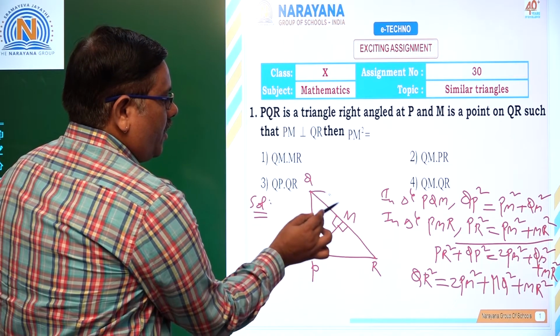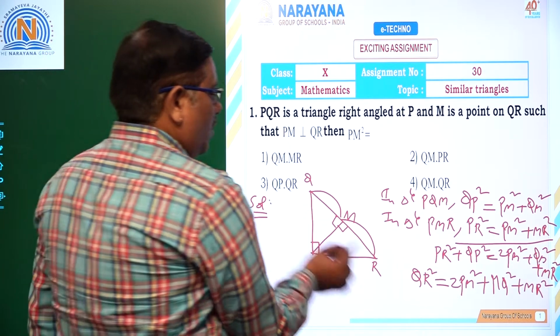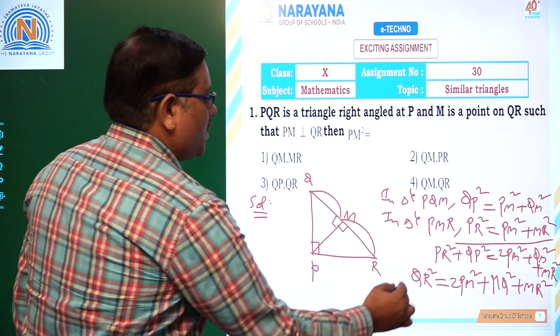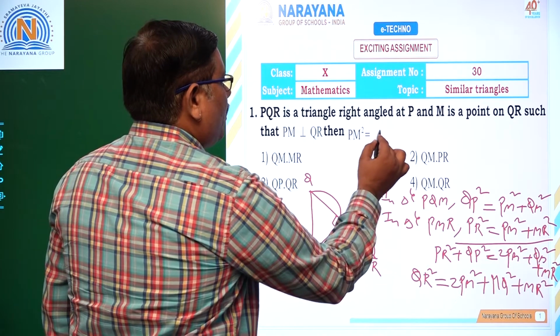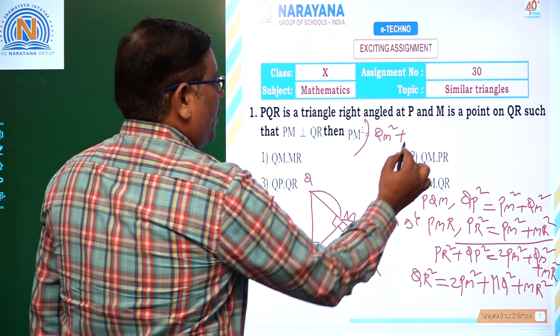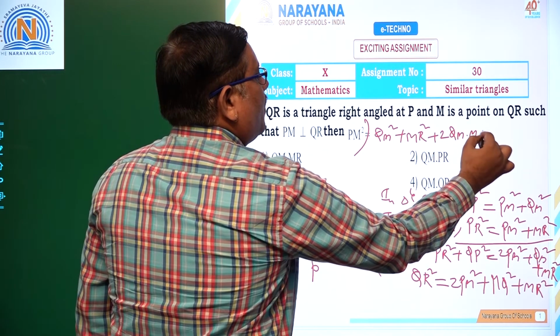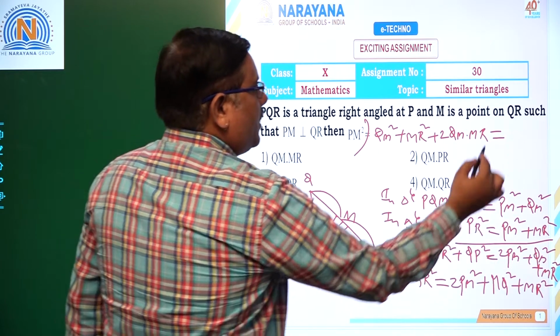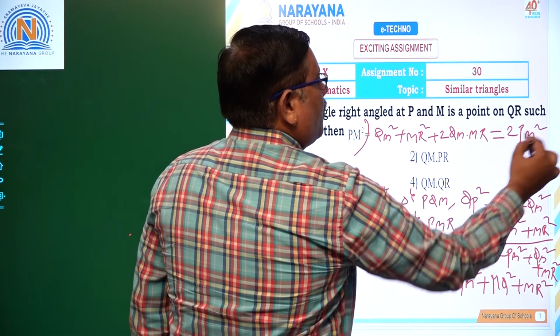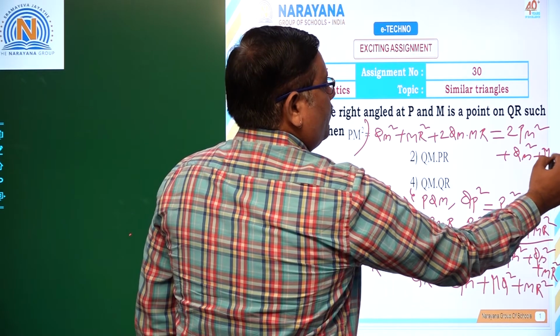Now, QR is this total length. QR can be written as QM plus MR. So it is nothing but QM plus MR whole square. So this result becomes QM square plus MR square plus 2QM into MR. That is going to be equal to 2PM square plus QM square plus MR square.